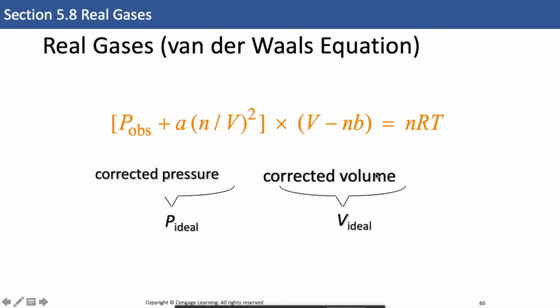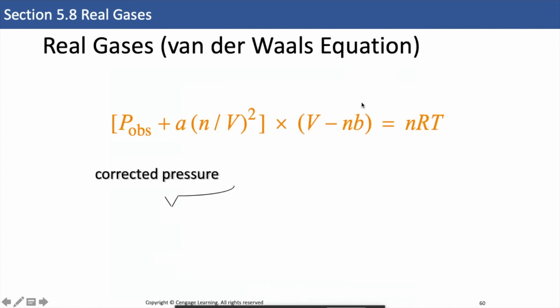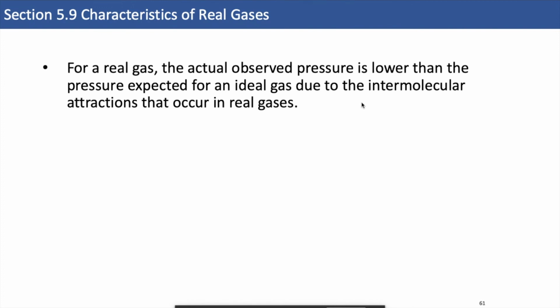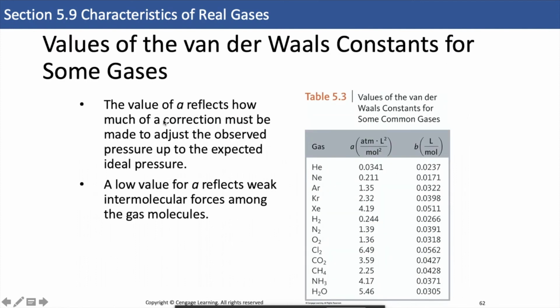But if we're in, like we did on this side, so I'll go back, under some pretty crazy conditions with high pressure and low temperature, then we're going to have to correct our pressure and correct our volume. So here's, again, when we're looking at attractive forces, the kind of attractive forces we're talking about. But because the pressure and volume are going to be different, we have to correct for them. So a, that little a, reflects how much of a correction must be made in order to make sure that our pressure is going to match our ideal gas equation.